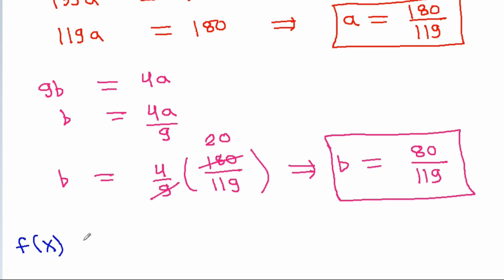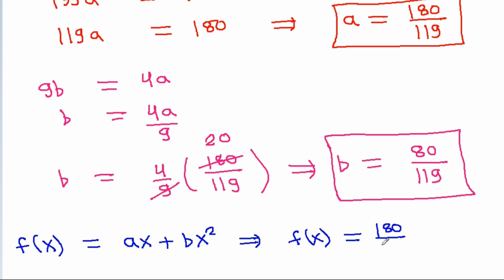f(x) is equal to ax plus b x square. So f(x) will be equal to a, which is 180 by 119, times x plus b, which is 80 by 119, times x square. It is f(x).